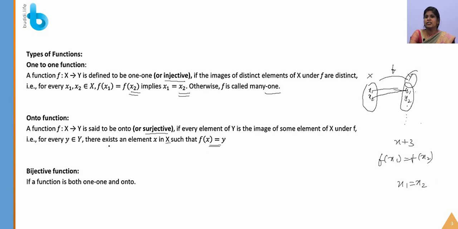And similarly, for every y in the codomain, there exists an element x in the domain such that f of x equals y, then it is an onto function. Then bijective function. A bijective function is nothing but if a function is both one-to-one and onto, then it is a bijective function. So guys, types of function, this is very, very basic.